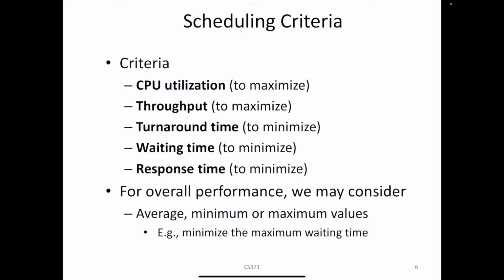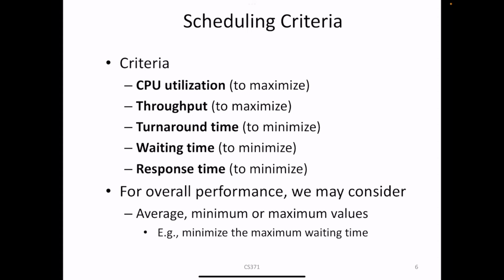The fourth one is waiting time, which is defined as the amount of time that the process is waiting in the ready queue. Later you will know you may do the calculation by taking the turnaround time minus the CPU execution time for this process. Surely, in order to make the process terminate as soon as possible, we may want to minimize the waiting time in the scheduling algorithm.